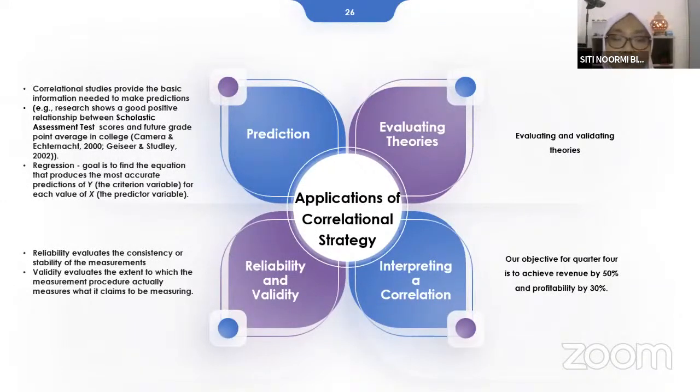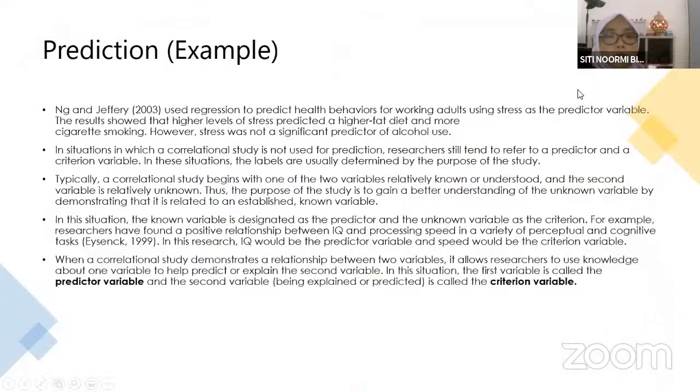Forgot to change that one. Okay. This one, the example of research of making the prediction of a correlational study. So the first one, the study by Ng and Jeffrey, 2003, in which they use regression to predict health behavior for working adults using stress as the predictive variable. Okay, so the predictive variable is stress. So the result showed that a higher level of stress predicted a higher fat diet and more cigarette smoking.